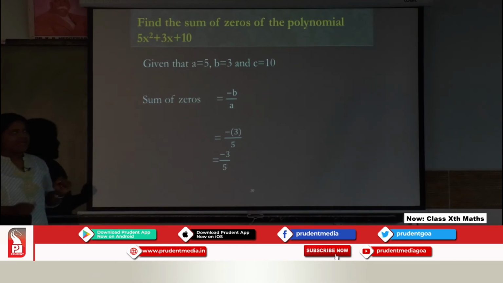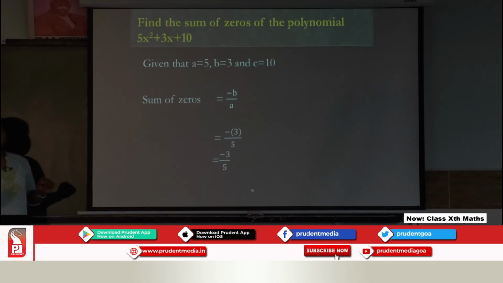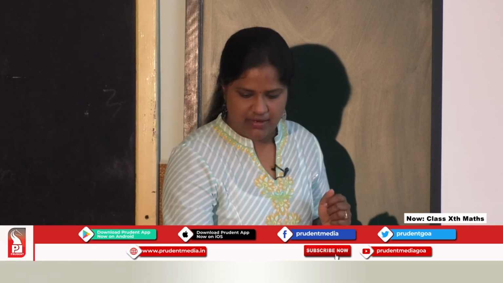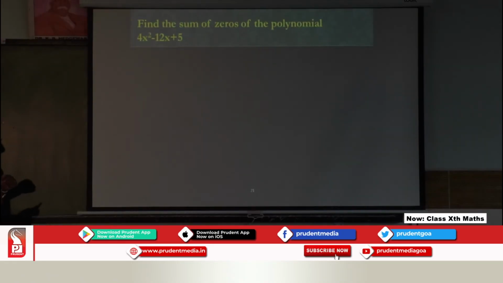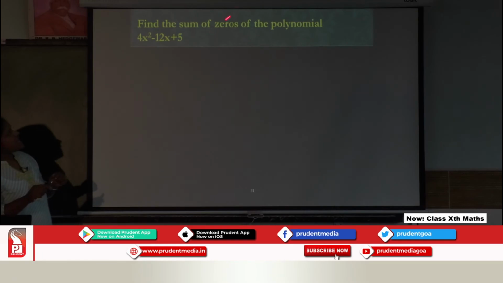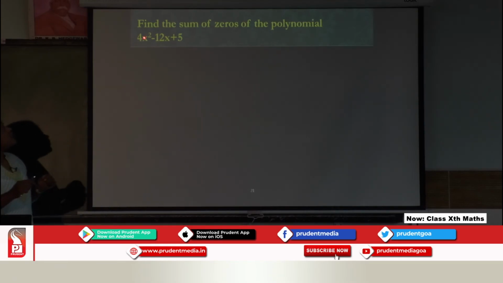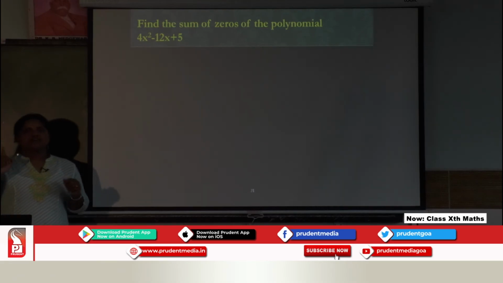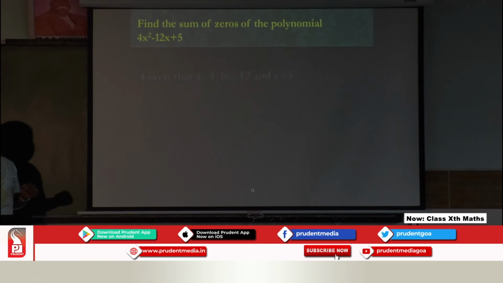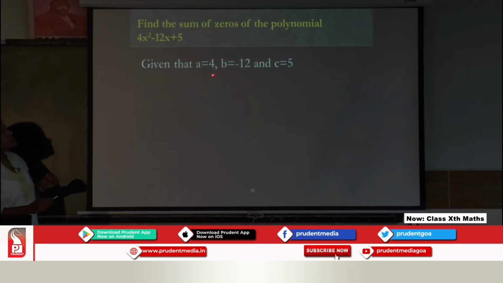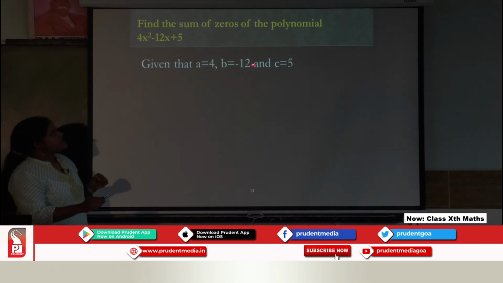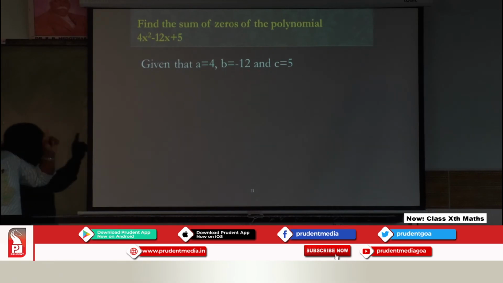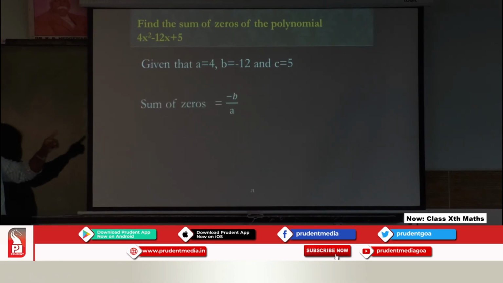So, this is one type of example where b is positive. Now, I will show you another type of example where b is negative. How to go about that? Here is a sum. Find the sum of zeros of the polynomial 4x square minus 12x plus 5. Again, the first step is to identify a, b and c. So, a is equal to 4, b is equal to minus 12 and c is equal to 5. What is asked in the question? Sum of zeros. So, I write the formula, negative b upon a.